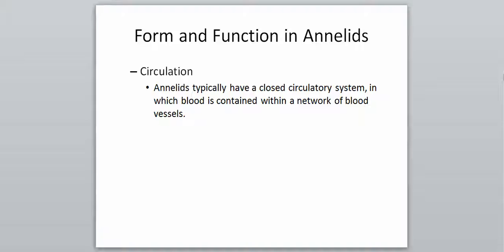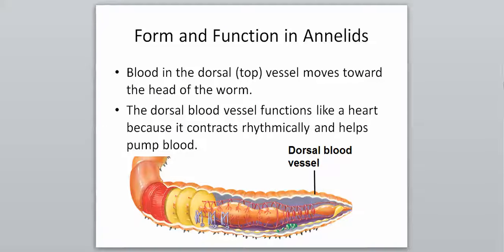So this is going to be one that's different for this group because annelids typically will have a closed circulatory system in which blood is contained within a network of blood vessels. So the rest of all of our animals have relied on diffusion for their circulatory system. However, the annelids now have what is known as a closed circulatory system, so it's closed off from the rest of their environment. And so then there's blood that is in the dorsal, or their top vessel, that moves towards the head of their worm.